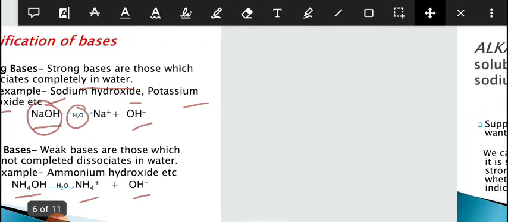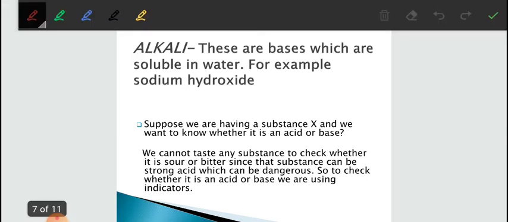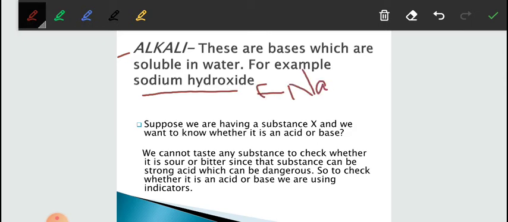Next, I'm going to tell you one more term, that is called alkali. Alkalis are the bases which are soluble in water. For example, sodium hydroxide, NaOH. It can give OH negative ion, as well as it is easily soluble in water. So it is basically an alkali as well as a base.